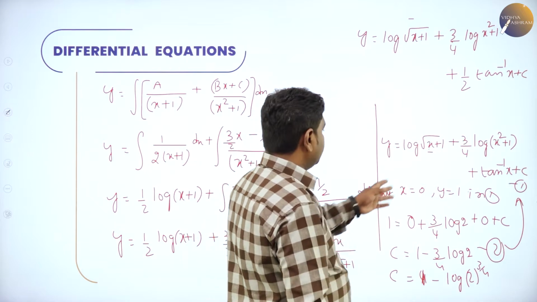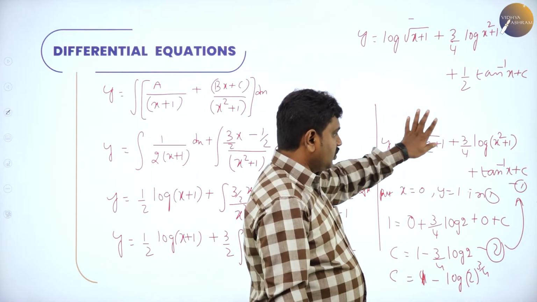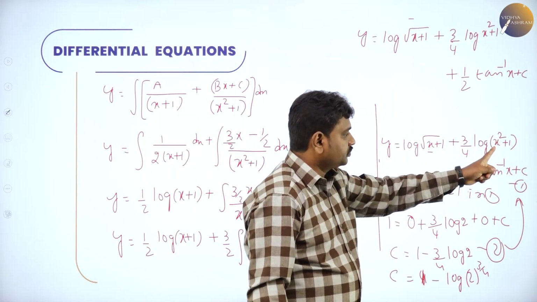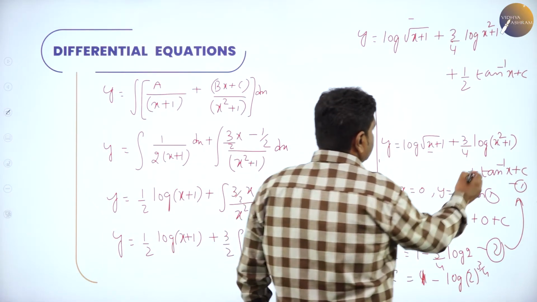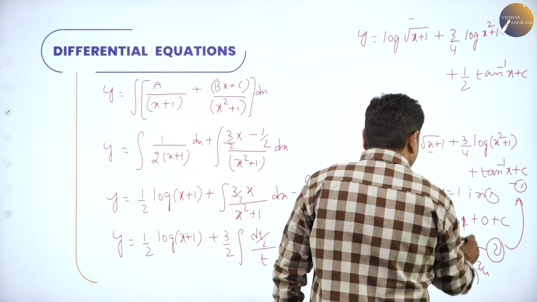See here, wherever x is there, I put 0. Log 1 is 0, leave it. This is 0, leave it. In the place of x, we need to put 0, right? So 0 square, so this is also log 1. Log 1 is again 0.